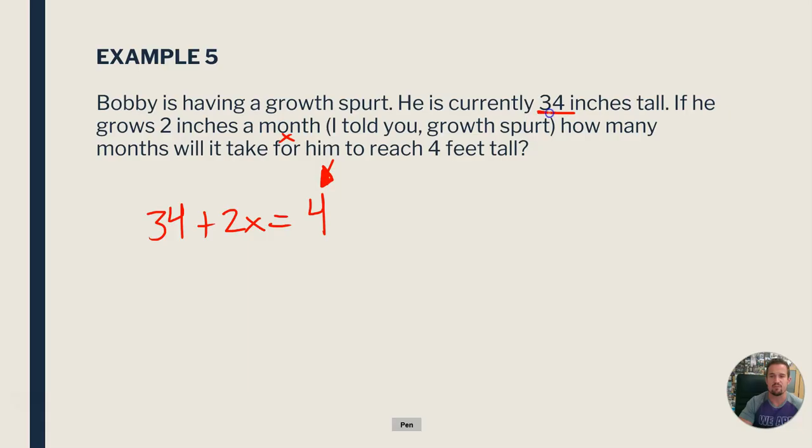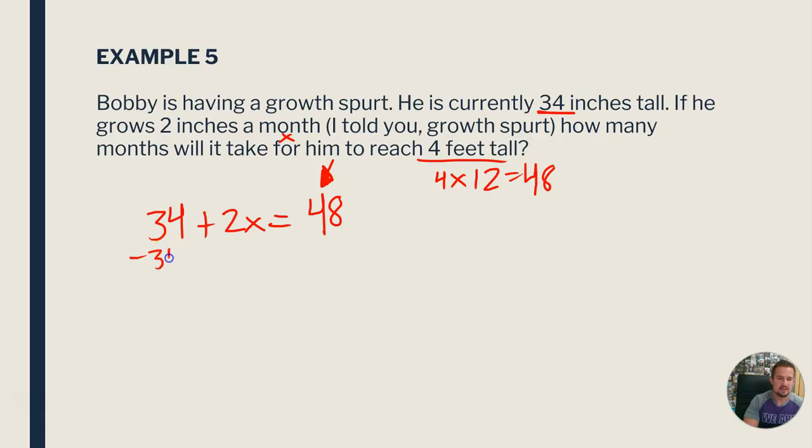The way this problem is written, we might be tempted to put a 4 here, but note that I started with Bobby being 34 inches tall, and I want to be 4 feet. Well, those are 2 different measurement units. So I'm going to go ahead and convert this 4 feet into inches. To convert feet into inches, I'm going to have to multiply by 12, because there are 12 inches in a foot, which is 48. So I really have 34 plus 2x equals 48.